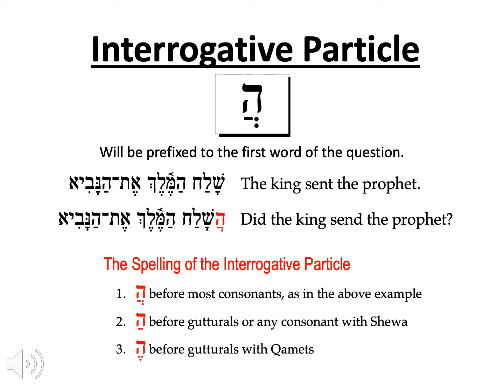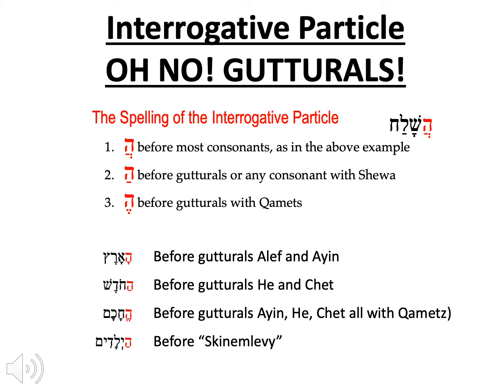Vowels again change slightly, but most of the time it will be hey with a patak shva. The shva drops before gutturals, just leaving hey patak or hey segol. The fact that the shva in the patak shva drops in the interrogative particle before gutturals may seem to create a bit of a problem, because this makes the interrogative particle look like the definite article with the hey patak.